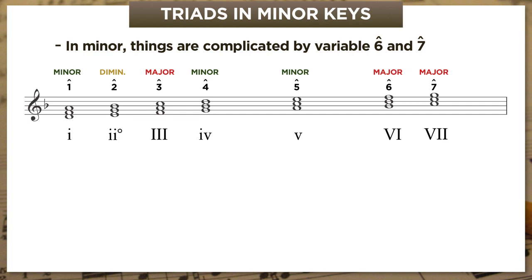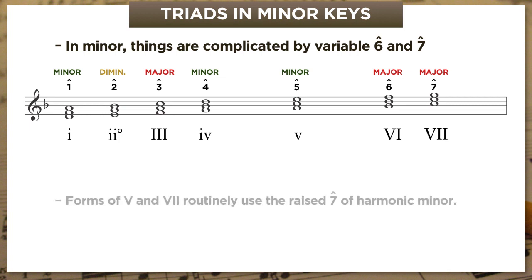So now let's deal with those altered notes, the notes that are changed by the melodic and harmonic minor scale. And although a lot of combinations are possible, I'm only going to talk about the ones that you actually really see in music. I'm not going to give you a bunch of chords that don't really exist. So starting with harmonic minor, forms of 5 and 7 routinely use the raised scale degree 7 of harmonic minor. That's to say they'll contain a leading tone rather than a subtonic. Or more specifically still, in this case, it's going to mean C sharps as opposed to Cs.